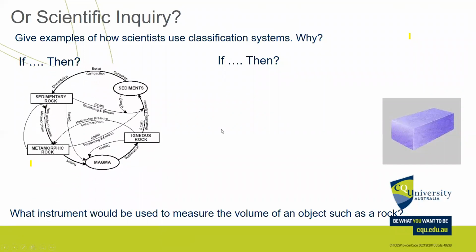Okay, my apologies there. Examples of how scientists use classification systems. We can talk about science and we can look at the earth sciences. We can talk about sedimentary rocks, sediments, igneous rock, magma, metamorphic rock. We can talk about the relationships between them. Okay, what actually happens, where the diagram starts.